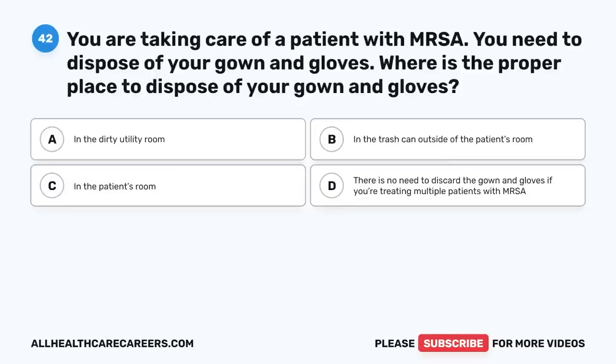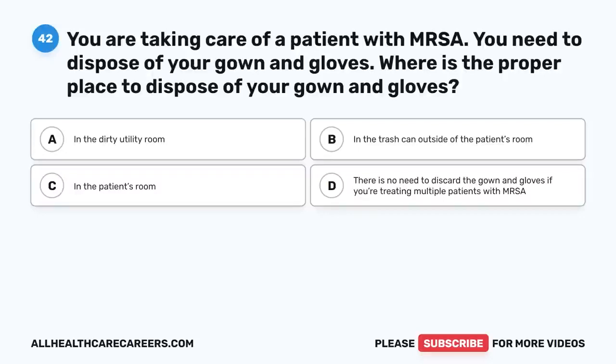Question 42. You are taking care of a patient with MRSA. You need to dispose of your gown and gloves. Where is the proper place to dispose of your gown and gloves? A. In the dirty utility room. B. In the trash can outside of the patient's room. C. In the patient's room. D. There is no need to discard the gown and gloves if you're treating multiple patients with MRSA.